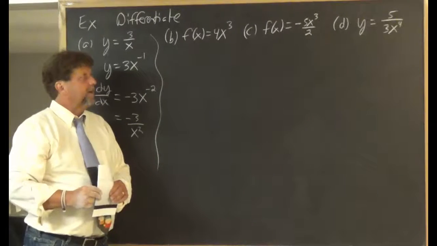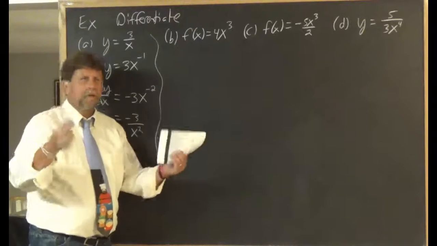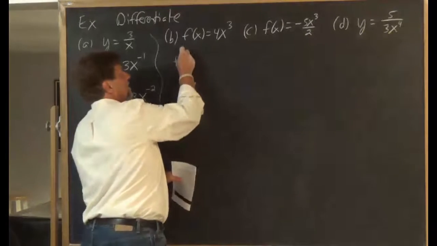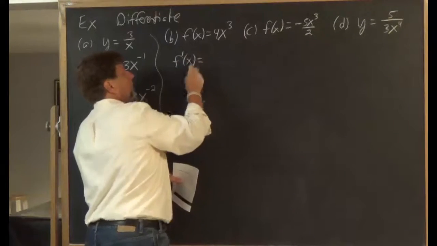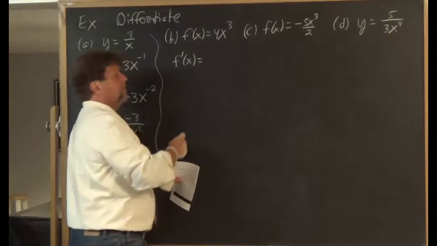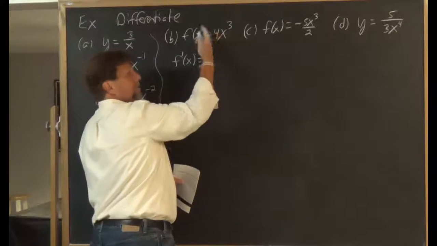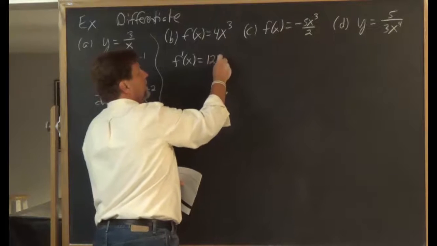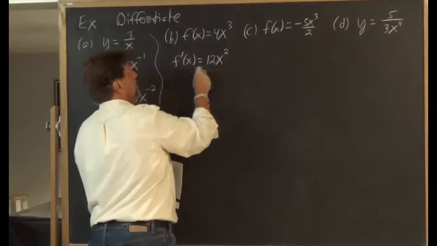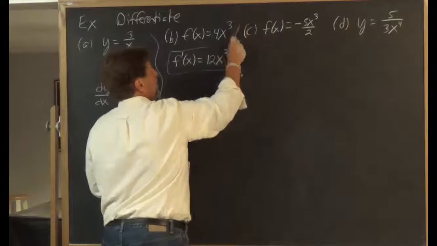Part B, f of x equals 4x cubed. F prime is, well, constant multiple rule. Bring the 3 out front. 4 times 3, 12. Subtract 1 from the exponent. Boom. Done. Piece of cake.